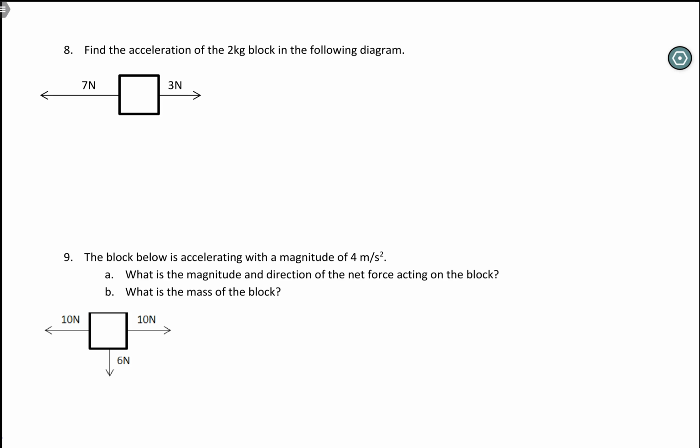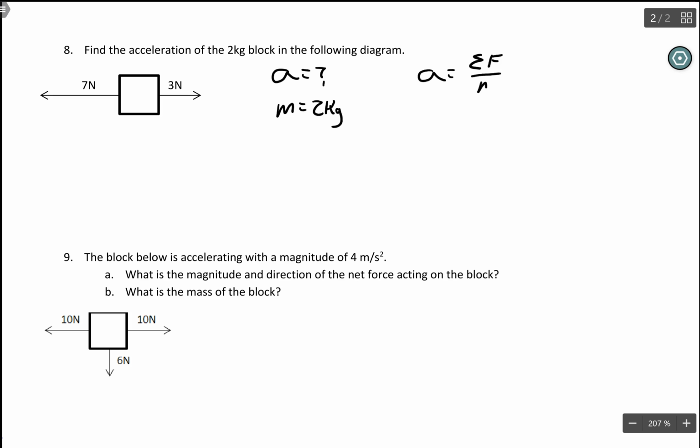Number 8 says find the acceleration of a 2 kilogram block. So they're looking for the acceleration. They tell you what the mass is in the following diagram. Now, we'd like to use Newton's second law, but we don't know what the net force is.